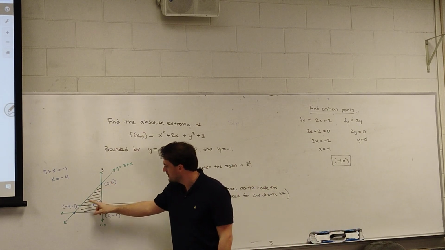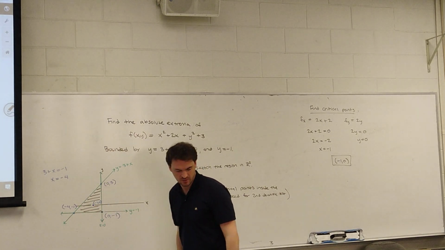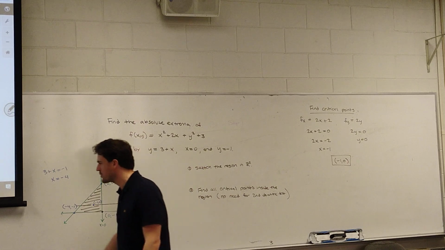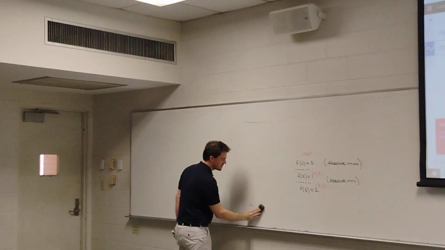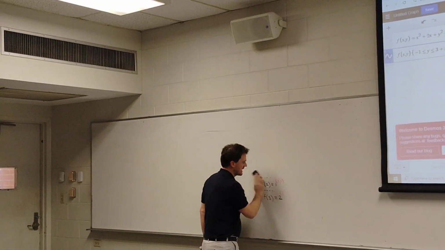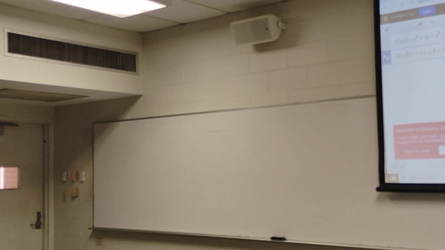Now we need to check things along the boundaries themselves. So I'm going to run over here. And if you want to add to your list of steps, add a step 3, which is to check the boundary. So we say find extrema.